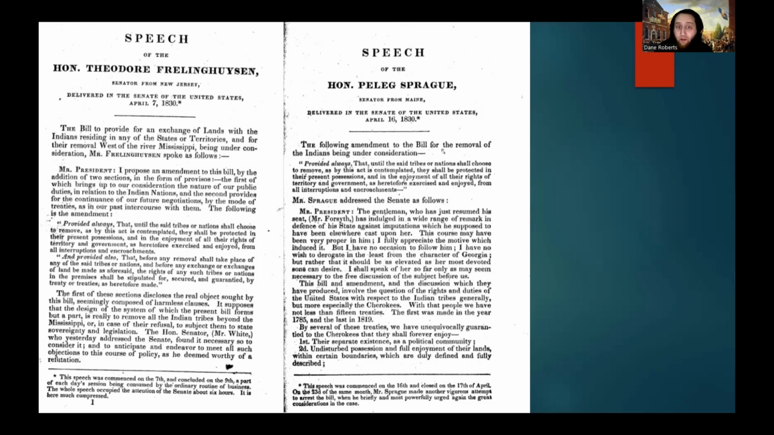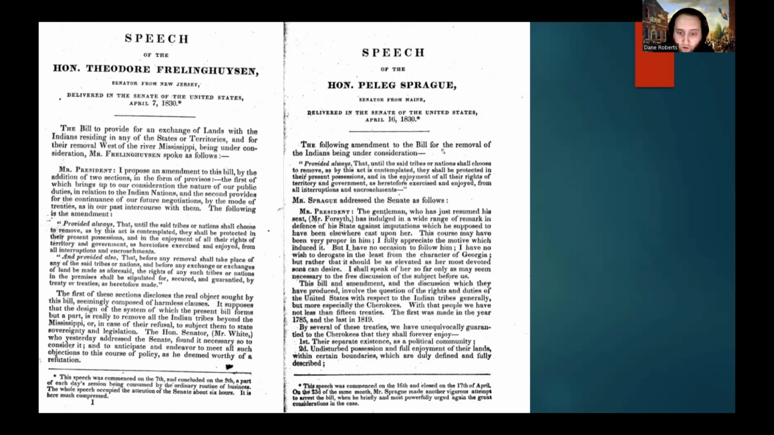And then we have the speech by Peleg Sprague, which reads, and I quote, Mr. President, the gentleman who has resumed his seat, Mr. Forsyth, has indulged in a wide range of remark in defense of his state against imputations which he supposed to have been elsewhere cast upon her. This course may have been very proper in him. I fully appreciate the motive which induced it, but I have no occasion to follow him. I have no wish to derogate in the least from the character of Georgia, but rather that it should be as elevated as her most devoted sons can desire.